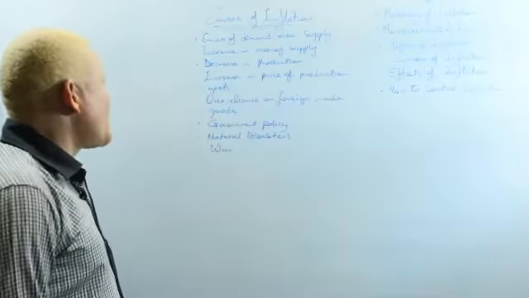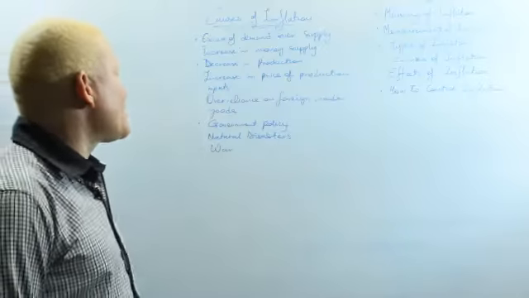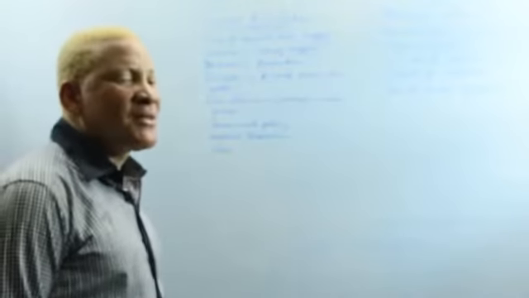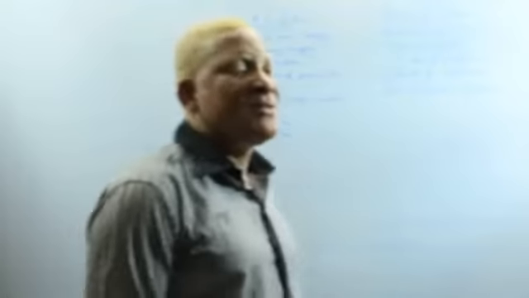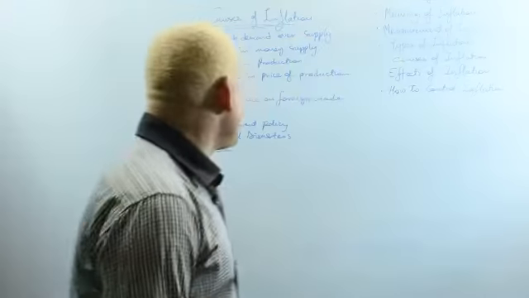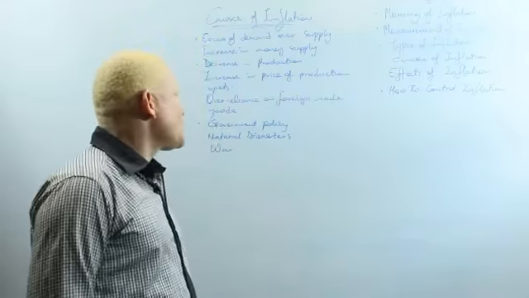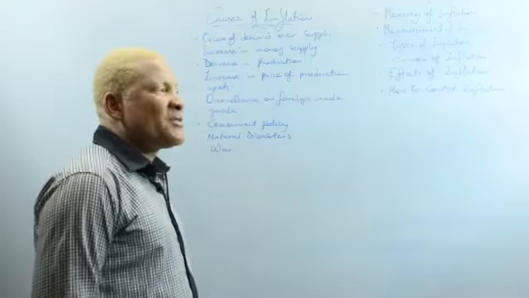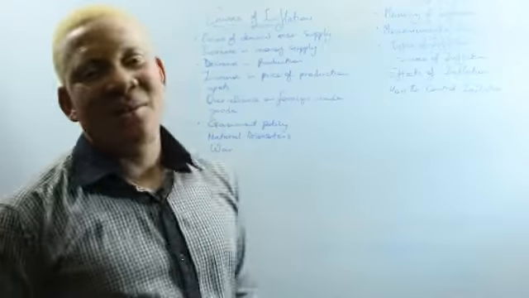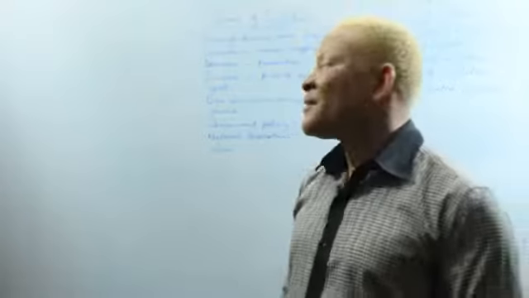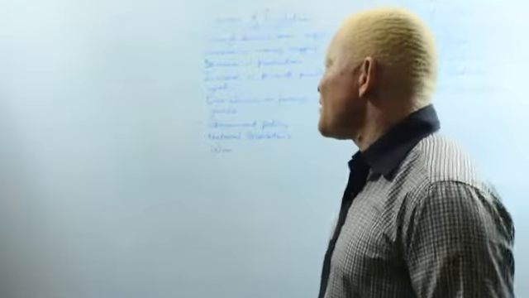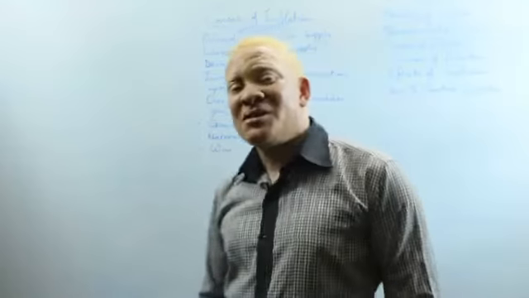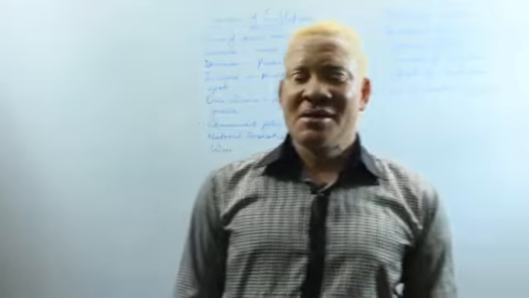Then the next one, over-reliance on foreign-made goods. That is the case where a country depends on foreign-made goods, which leads to imported inflation. Next one, government policy. There could be a sudden government policy, or the case of an inflation spiral, where the government policy will lead to certain changes in price, increase in price.